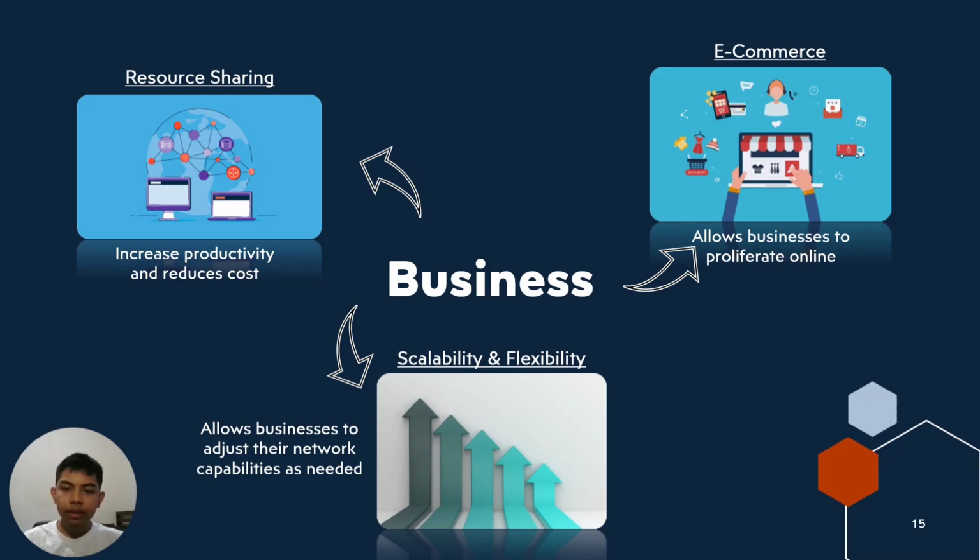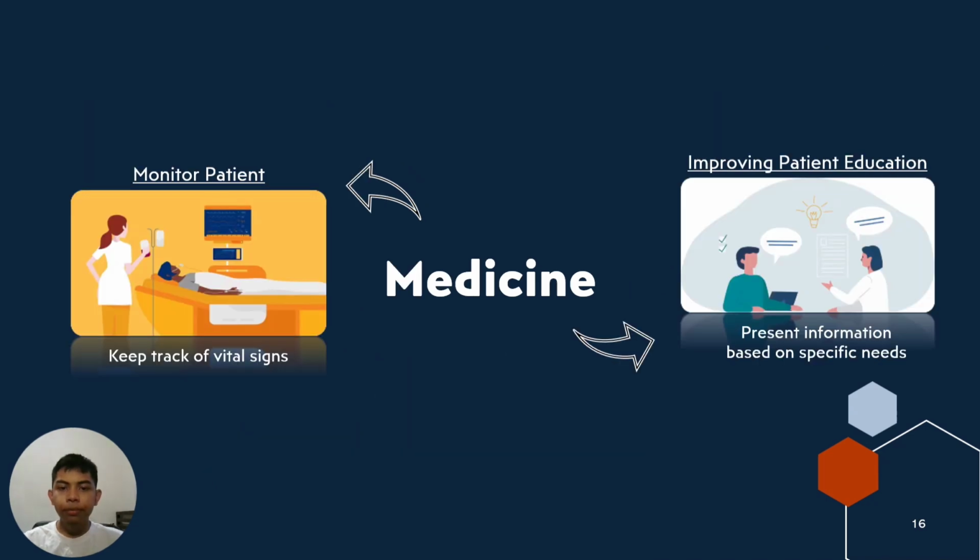Besides that, businesses have been allowed to proliferate online through e-commerce, and because the internet is very scalable and flexible, this allows businesses to adjust their network capabilities as demanded. Next, we have medicine, where computer networks have allowed doctors to monitor patients. They can keep track of vital signs like blood pressure and heart rate.